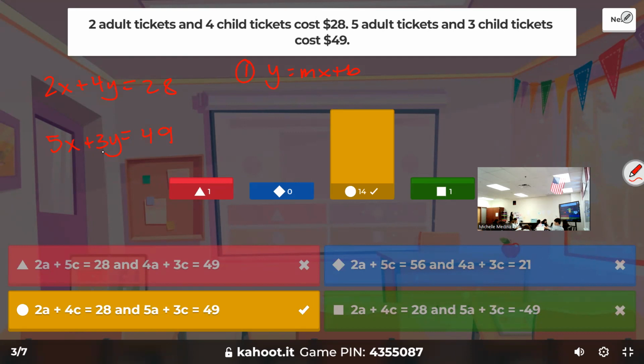What's alone in y equals mx plus b? The y. So if I can isolate the y in each equation, get it into slope intercept form, then I could actually graph it from there. So let's focus on the first one.